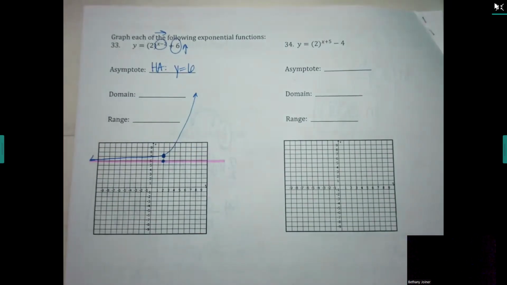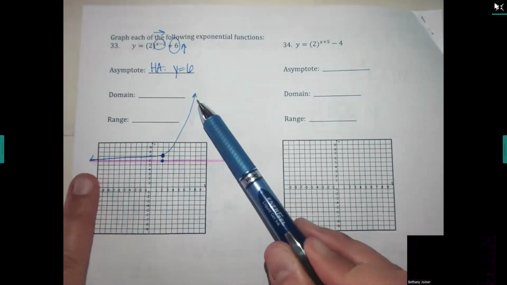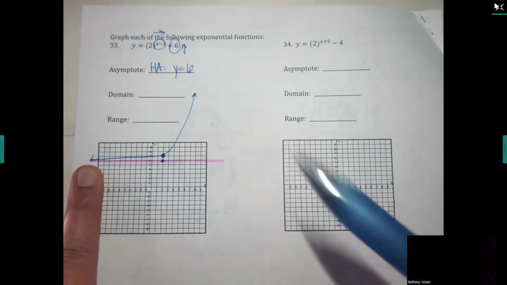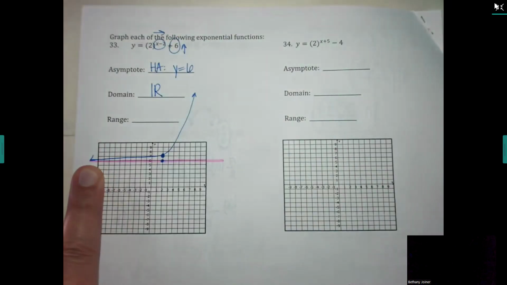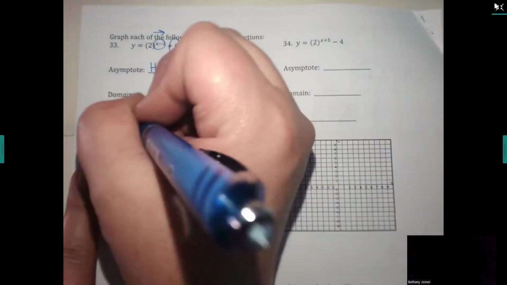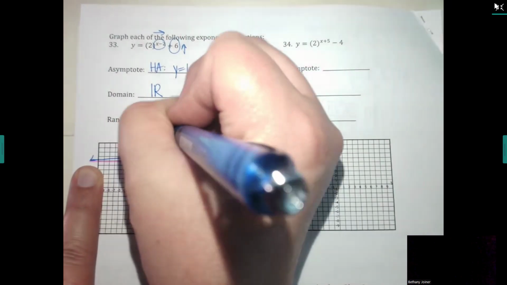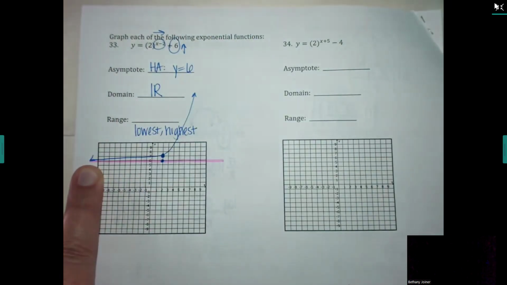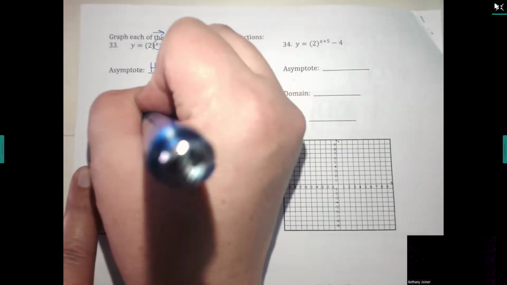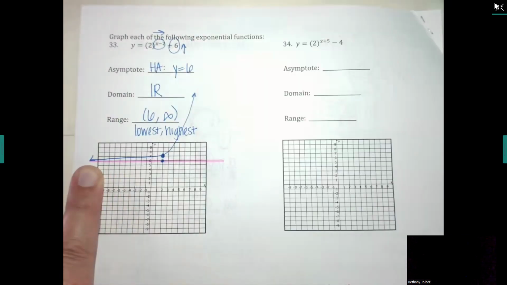What is the domain of my graph if I have arrows on both sides? I'm going to put the all real numbers shortcut, but you could put infinity to infinity if you want. Okay, then for my range, remember it's lowest to highest. But what is the lowest that this graph can go before it hits that pink line? Oh, it's 6. So it'd be 6 to infinity.